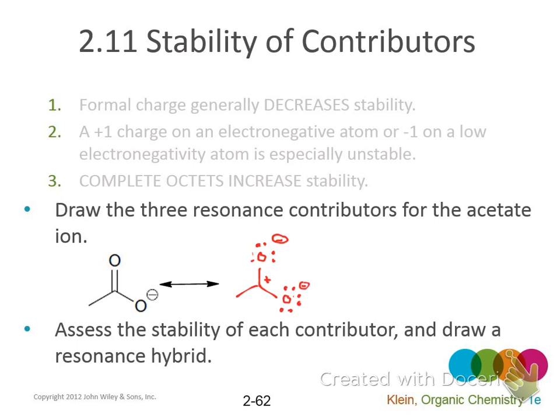Again, relatively unhappy contributor, right? Lots of charge. Violates the octet rule. And then the last one, and then I'll let you guys fill the arrows in. Looks like that. You guys following what I did with the arrows? Just a question about the double bond in the middle one.